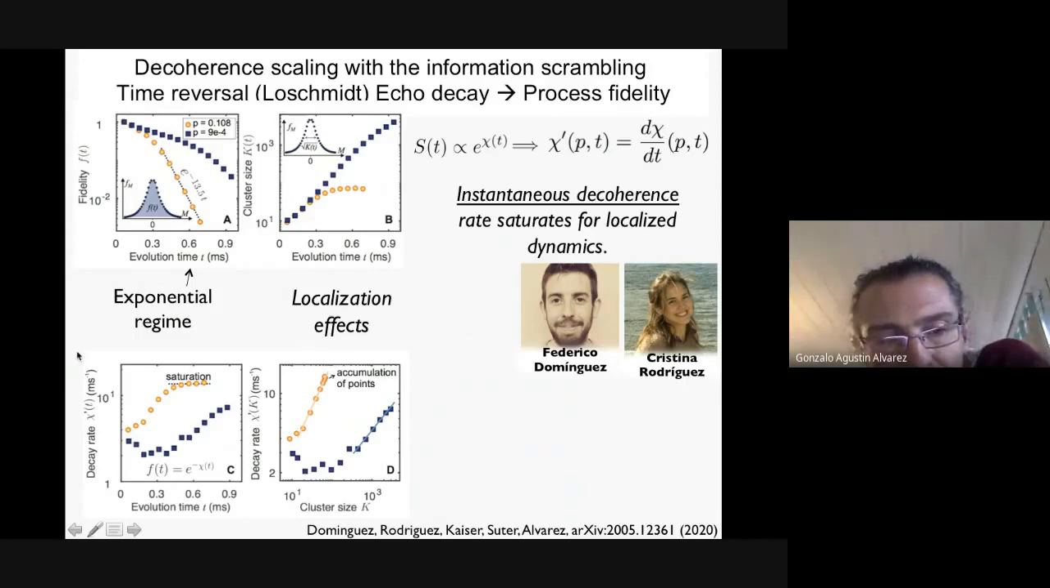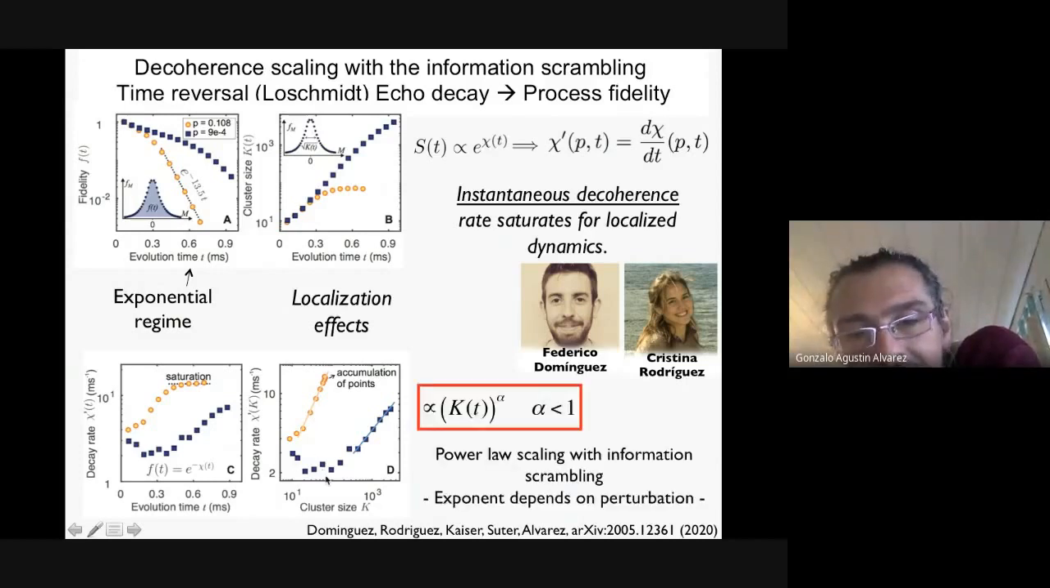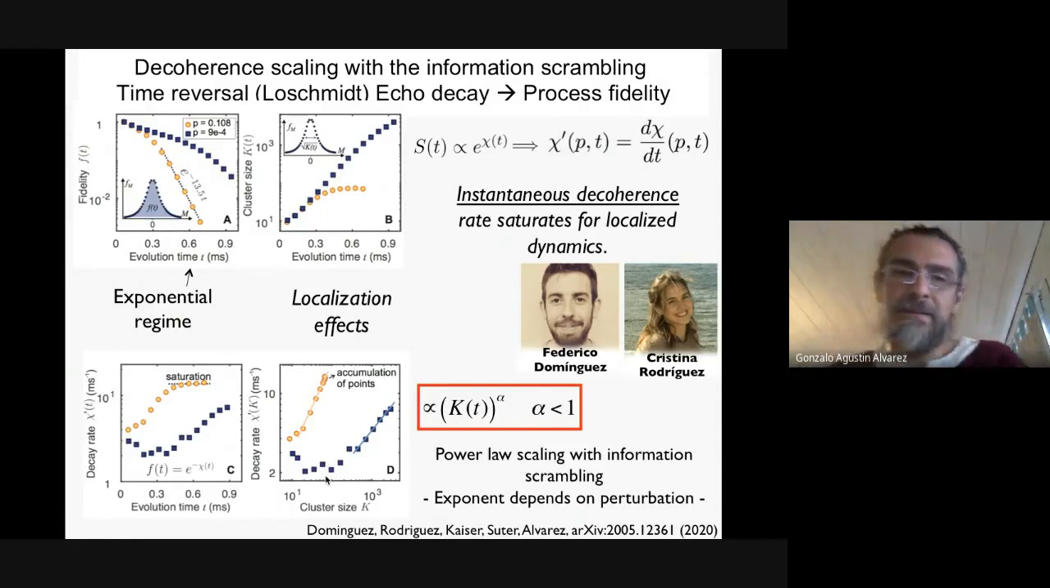And this you can also see here. Here I'm plotting again the decay rate, but now, instead of as a function of time, as a function of the instantaneous number of correlated spins. Something very interesting that we found is that the decay rate follows a power law of the instantaneous cluster size of correlated spins. That means that the decoherent effects are stronger as the number of correlated spins is larger, and the signal will decay faster.